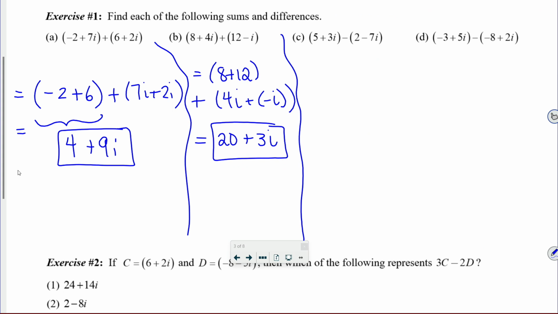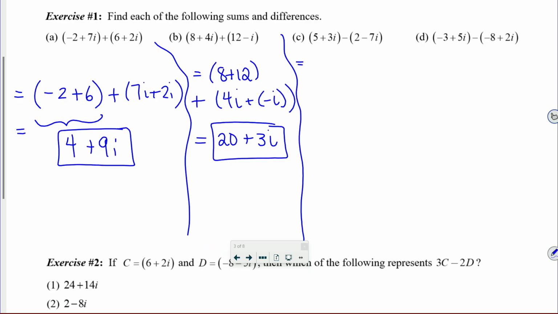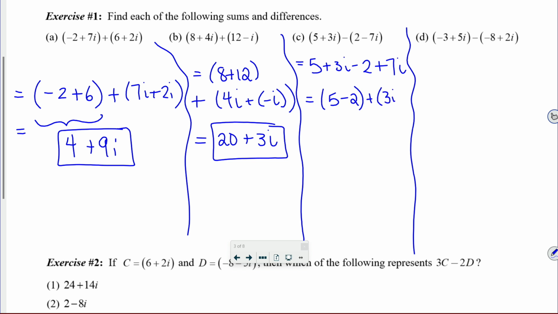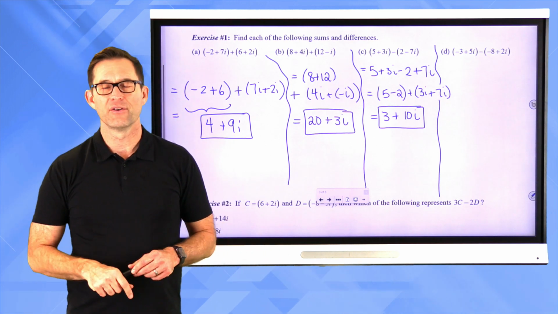Here we have the complex number 5 plus 3i minus the complex number 2 minus 7i. And again, very simple. We could rewrite this initially without the parentheses as 5 plus 3i minus 2 plus 7i. In other words, subtracting that binomial means that we're going to add the opposite. We can now regroup so that we have 5 minus 2 plus 3i plus 7i. 5 minus 2 is 3. 3i plus 7i is 10i. And there we have it, right? Really quite easy. Why don't you go ahead and try letter D?